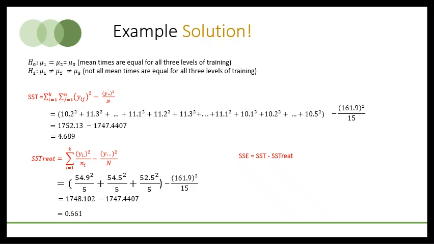And from this value, we can determine the SSE, which is SSE equal to 4.689 minus 0.661. And therefore, we will get SSE equal to 4.028.